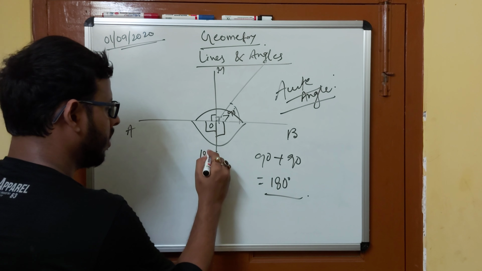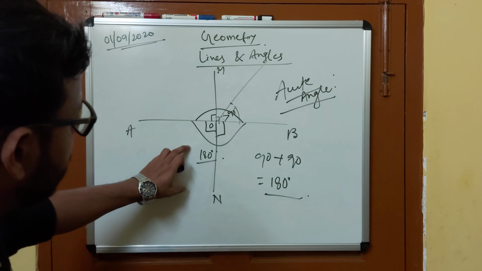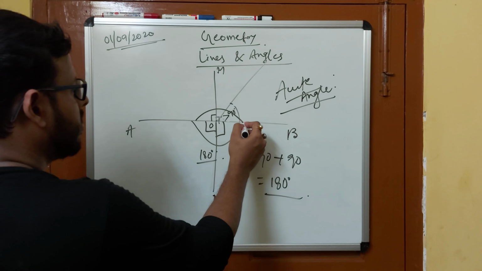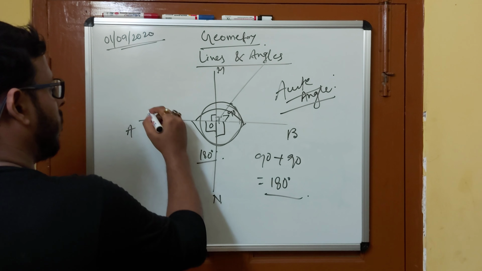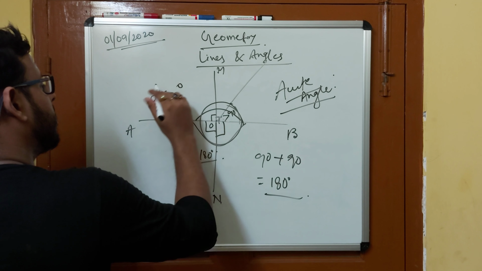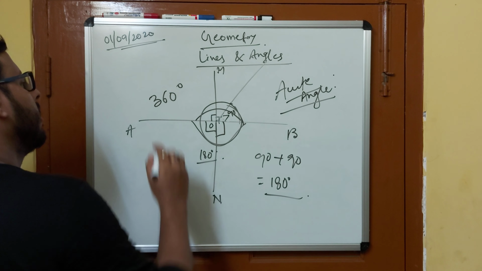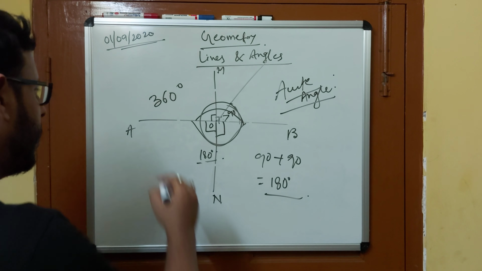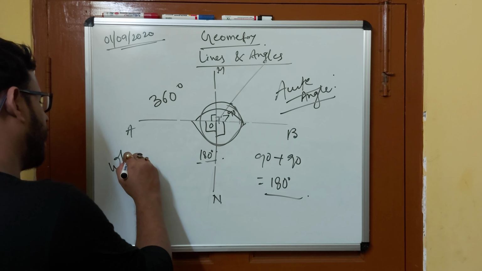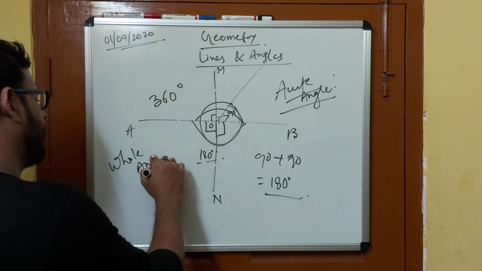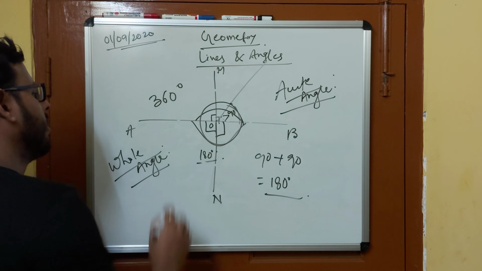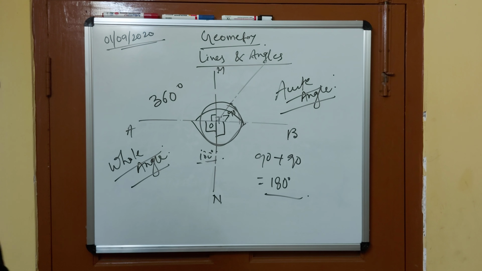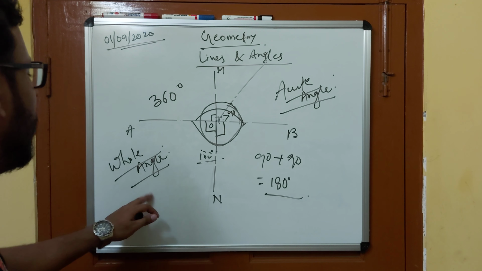Now, if this angle is also equal to 180 degree, then we can say that this total angle is how much? Total angle is 360 degree, right? This total angle is 360 degree, which is known as whole angle. Okay, this total angle will be equal to 360 degree, which is known as whole angle.